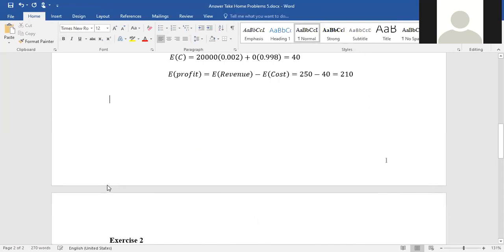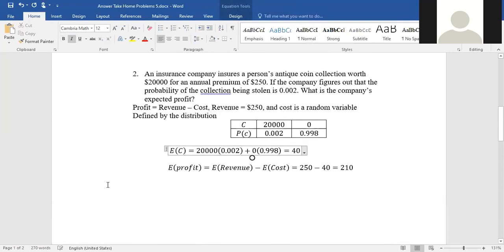An insurance company insures a person's antique coin collection worth $20,000 for an annual premium of $250. If the company figures out that the probability of the collection being stolen is 0.02, what is the company's expected profit?